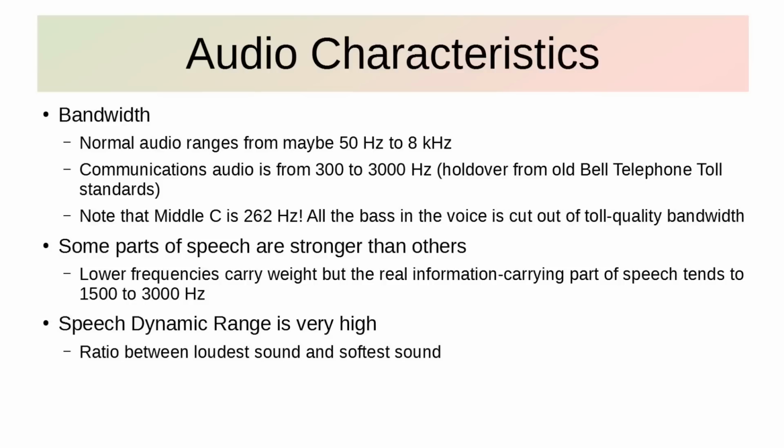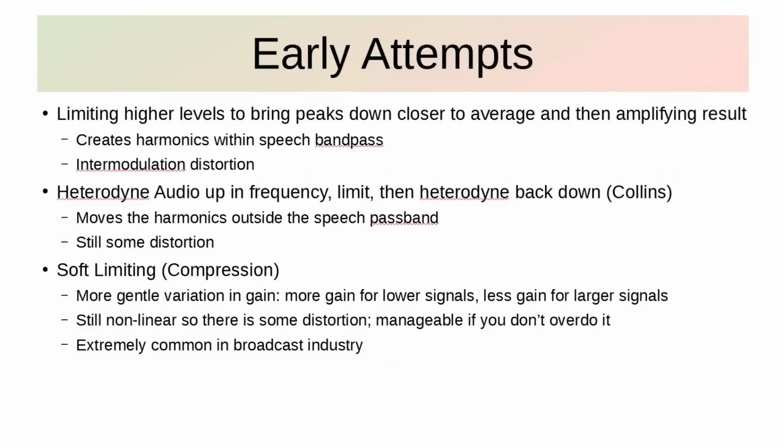Now, speech has a very wide dynamic range. By that I mean the ratio between the loudest sound and the softest sound is tremendous. Now, if you want to use more of the power of your radio, what you're going to have to do is reduce the dynamic range of speech so that the softest sounds aren't so soft anymore. Okay? And there are several ways of doing this. Early attempts at this, first of all, just used a limiter, a simple limiter. A limiter means that if the waveform goes above a certain point, here I'll show you a picture.